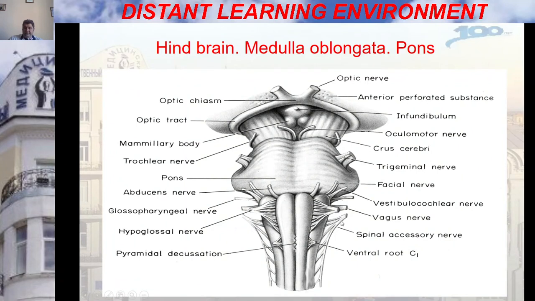This one is the 11th, the accessory nerve. You may see the vagus nerve, it's the 10th pair, and you may see the glossopharyngeal nerve, 9th pair, and they arise from the dorsolateral sulcus.